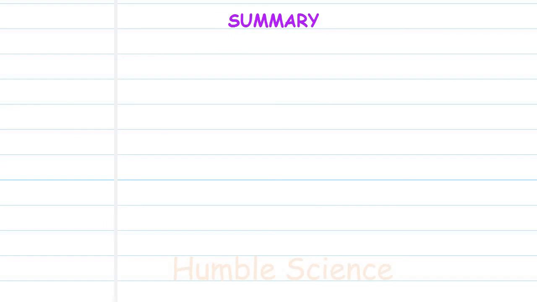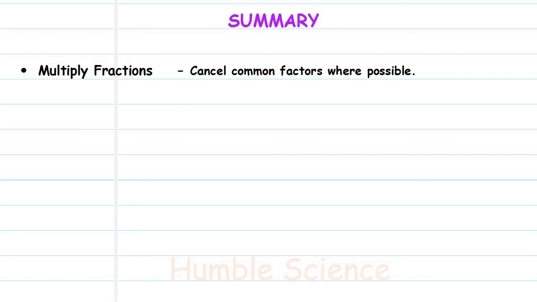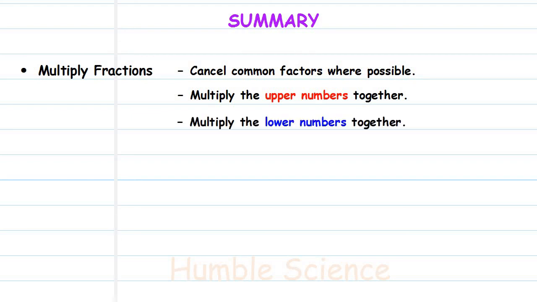Alright, let's try to summarize what we learned so far in this video. We learned to multiply fractions by following these simple steps. First, we can cancel out the common factors wherever possible. And then we can multiply all the upper numbers together. And then multiply all the lower numbers together too.